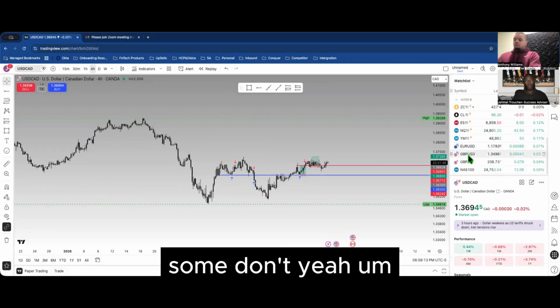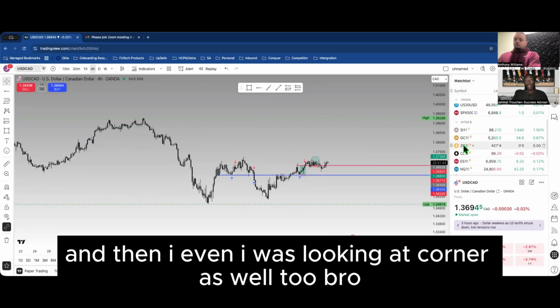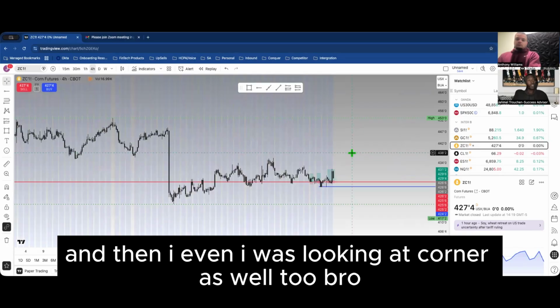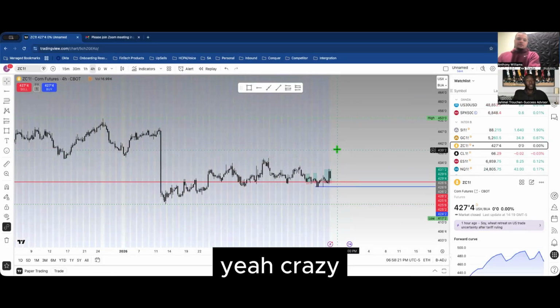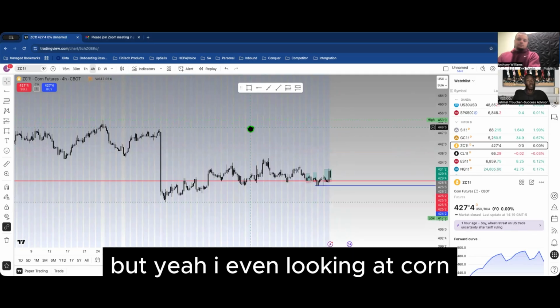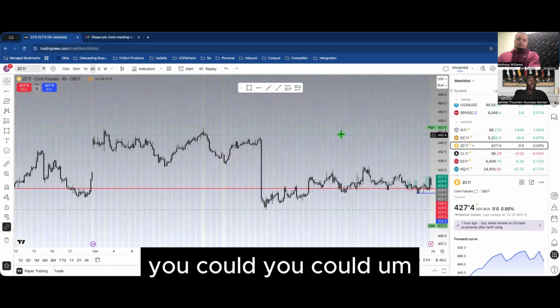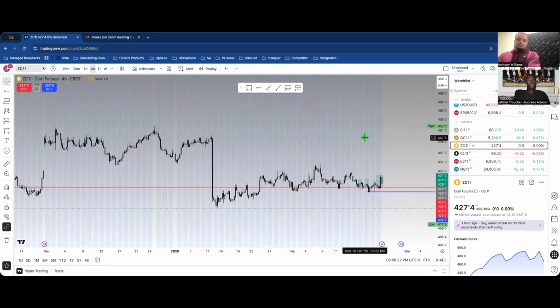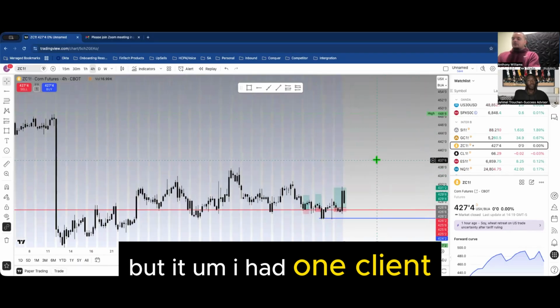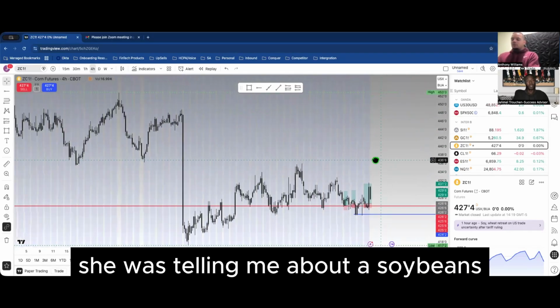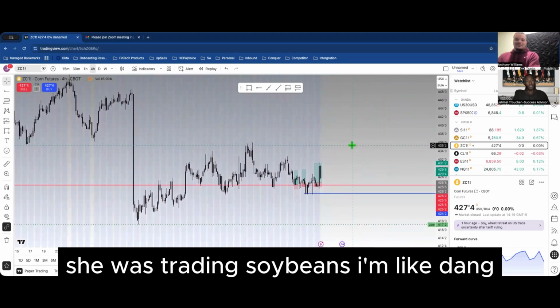Then I was looking at corn as well. Look at this, look at that drop. Crazy. I was even looking at corn. You could trade corn. One client was telling me about soybeans. She was trading soybeans. I'm like, soybeans, dang.